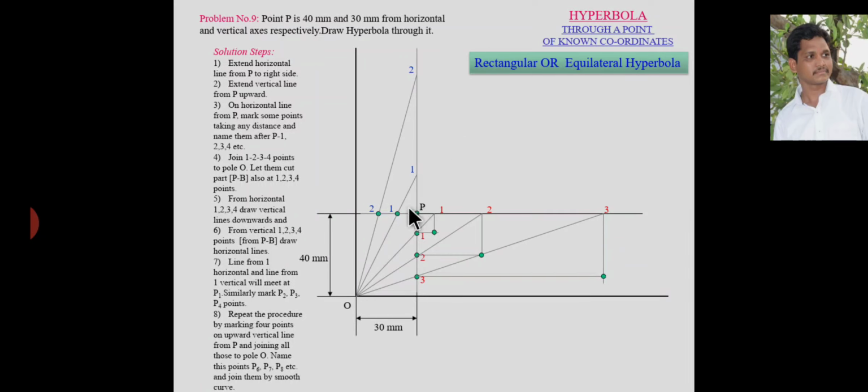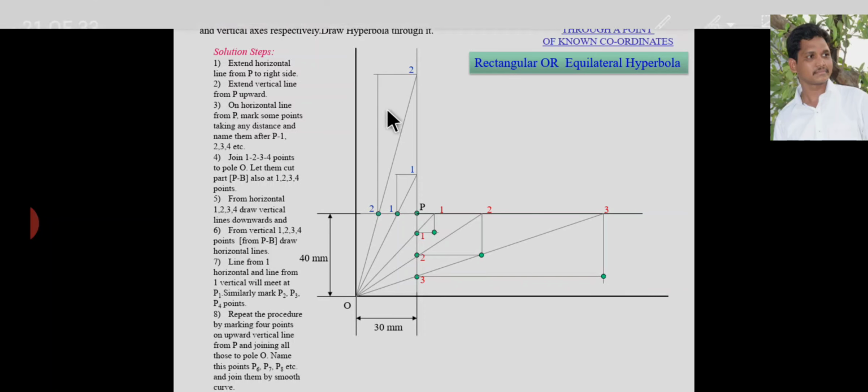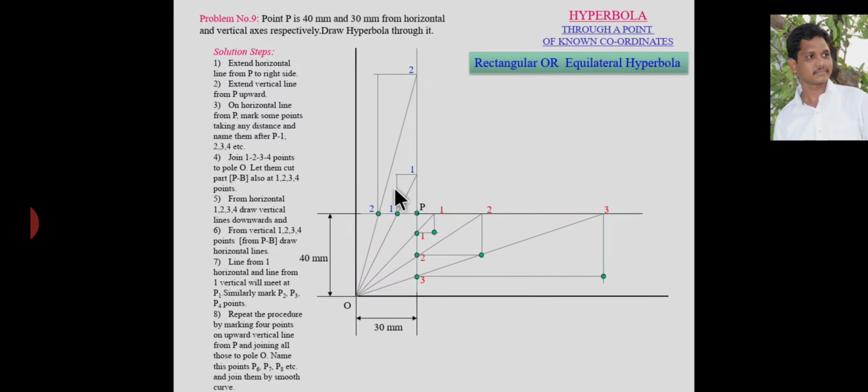Similarly, draw vertical lines from point 1 and from this point 2. Now draw horizontal lines from these vertical points. Draw a horizontal line from this point, and similarly from this point. Locate the corresponding intersecting points. These are the intersecting points.